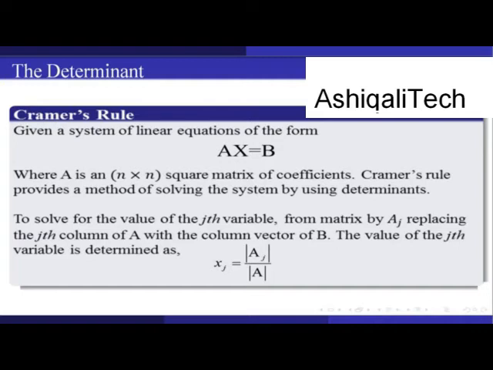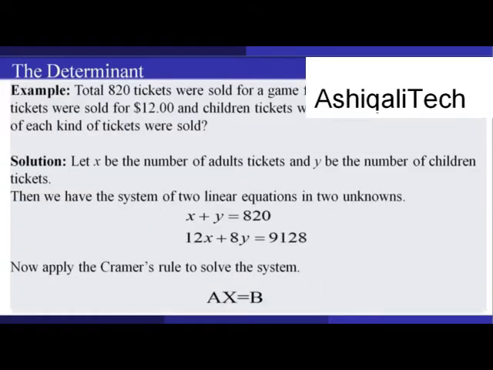Example: total 820 tickets were sold for a game for a total of $9,128. If adult tickets were sold for $12 and children tickets were sold for $8, how many of each kind of tickets were sold? Let x be the number of adult tickets and y be the number of children tickets. Then we have the system of two linear equations in two unknowns. The first linear equation is given by x plus y is equal to 820, and the second linear equation is given by 12x plus 8y is equal to 9128.